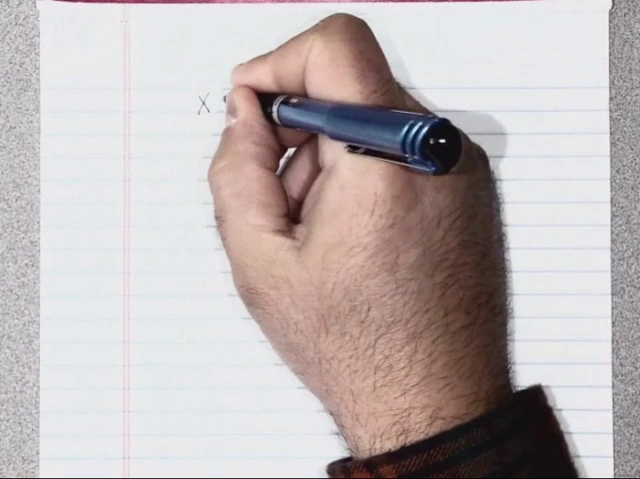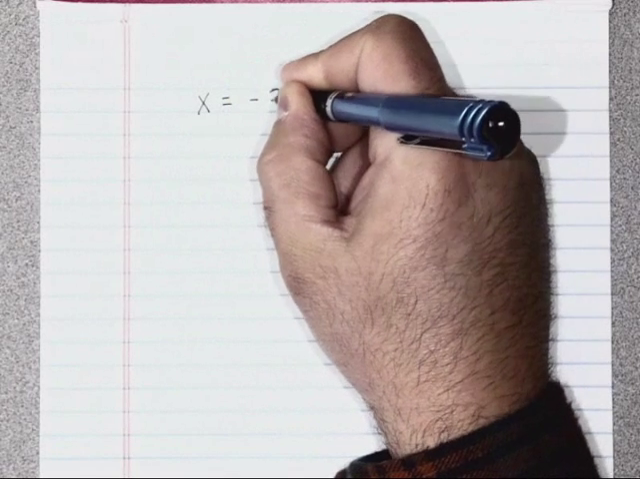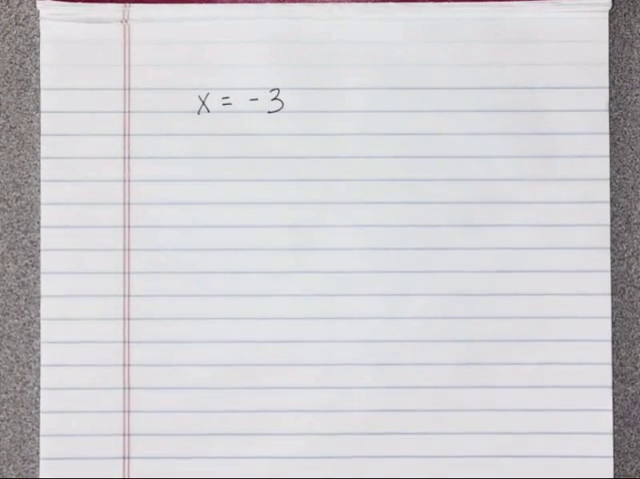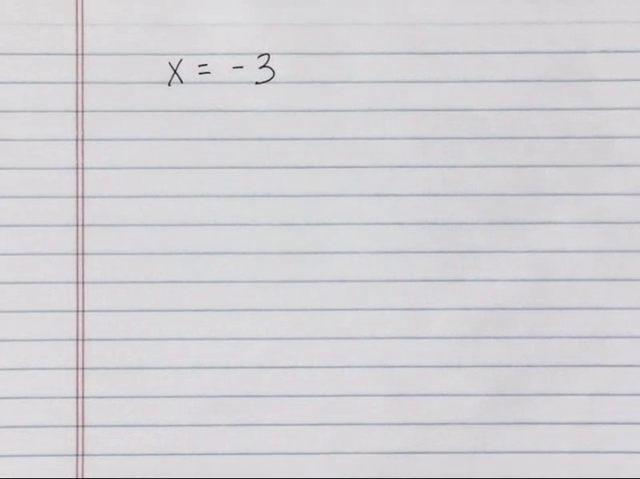So let's say that you have an equation that is x equals -3. And that's it. That's all you get. So there's no y. It's just x equals a constant. So x equals a number.